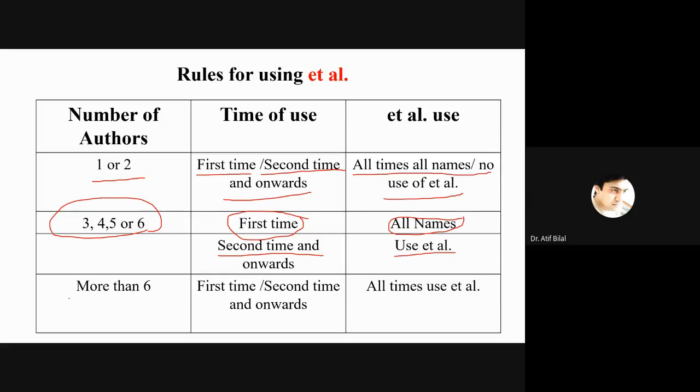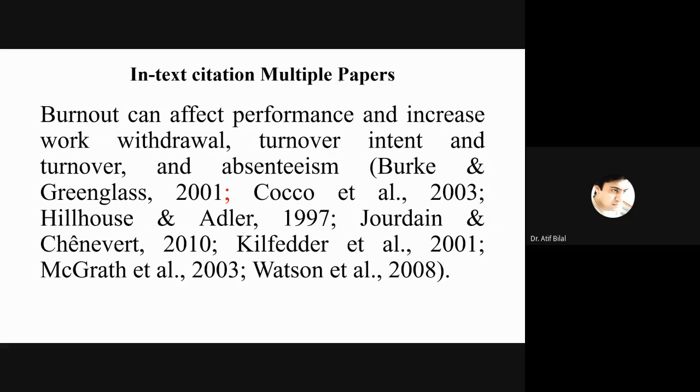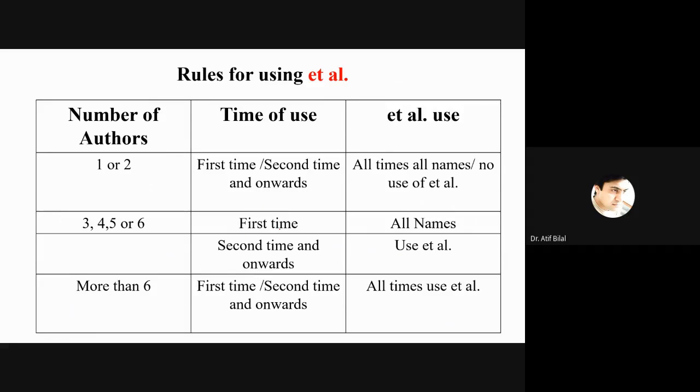And for the paper which has more than 6 authors, you are going to use et al. the first time, the second time, and all times. So these are the rules related to et al. And just to remind you, what do we mean by et al.? It means "and others". So these are some of the rules that we use in in-text referencing. Okay, we've already understood the difference between the et al. usage at different numbers of authors: 1 to 2, 3 to 6, and then more than 6 authors.